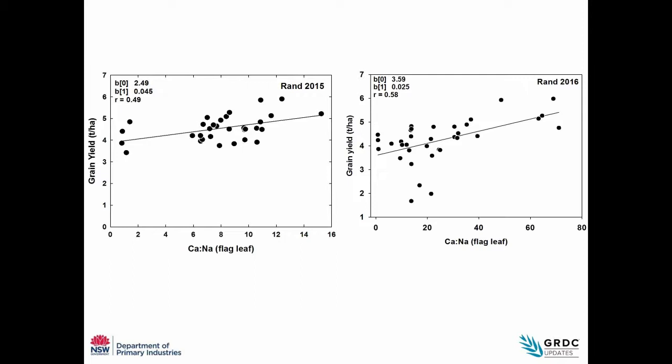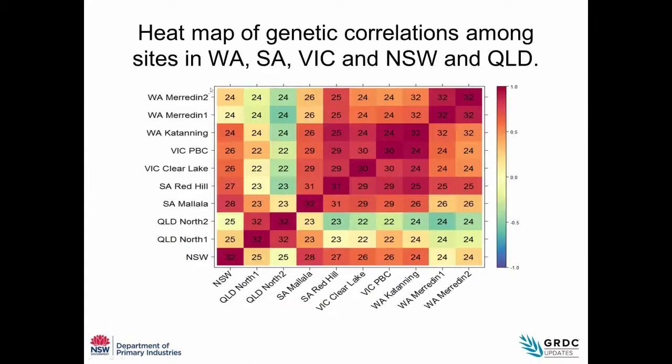So this final graph from this work is a heat map of a genetic correlation. It's a very complex graph, but I'll try to explain it simply. It correlates the variety response in different locations across Australia. From 0 to -1 is where the varieties performed opposite to each other, and from 0 to 1 is for the varieties that performed similarly to each other.